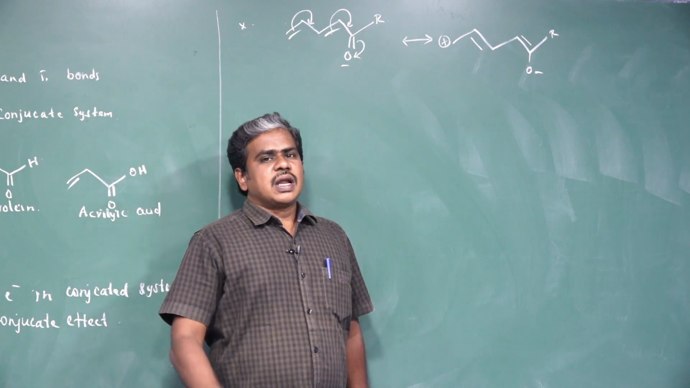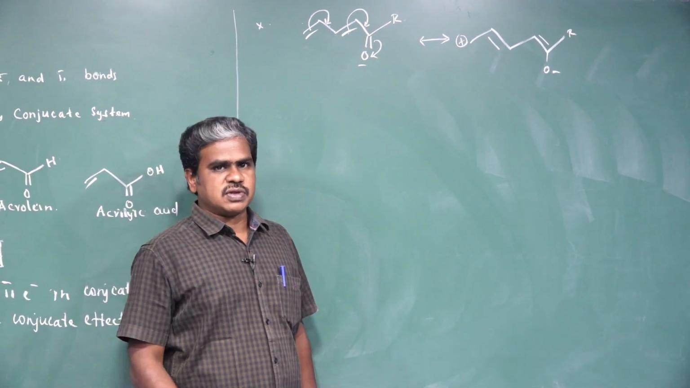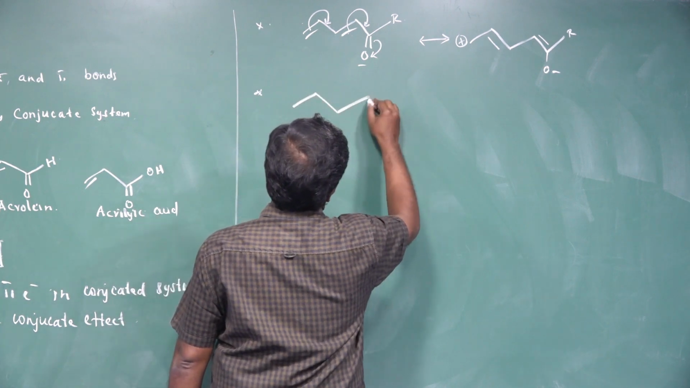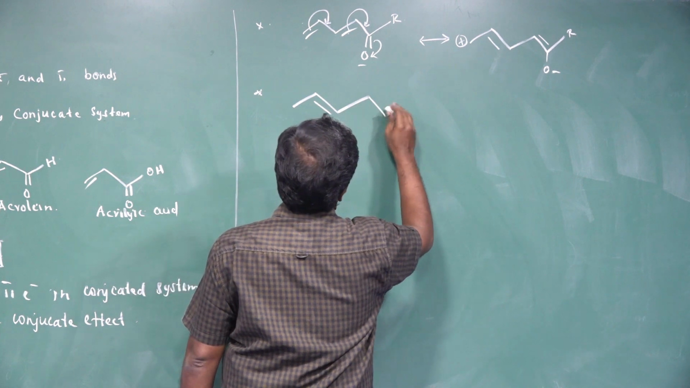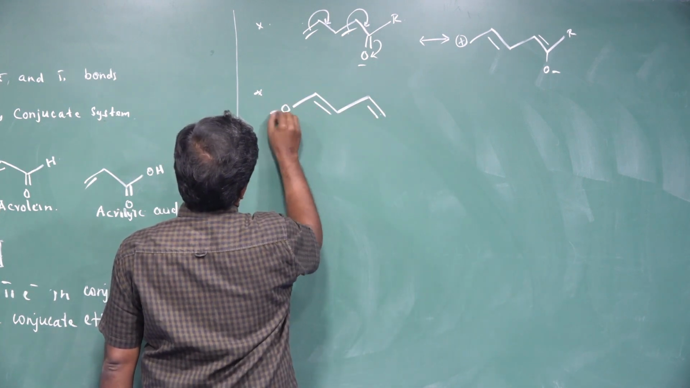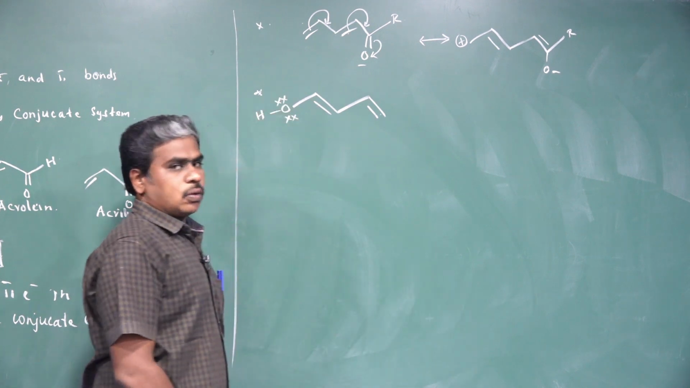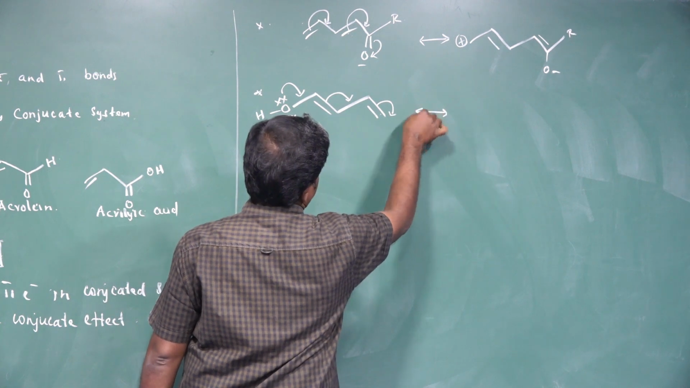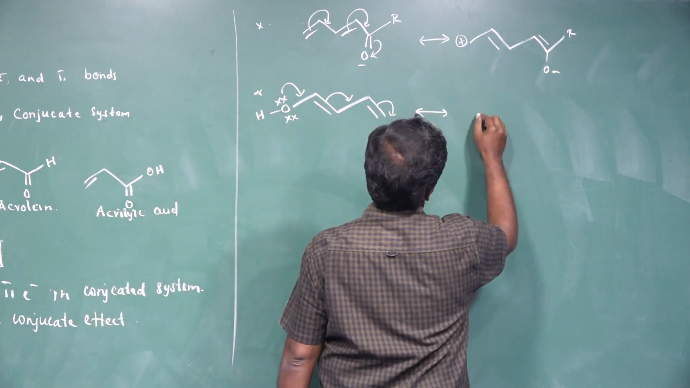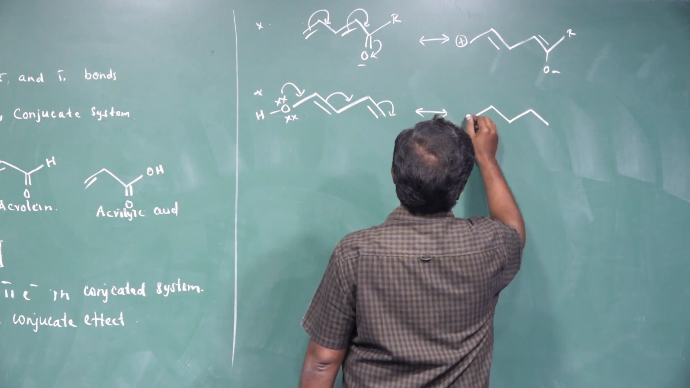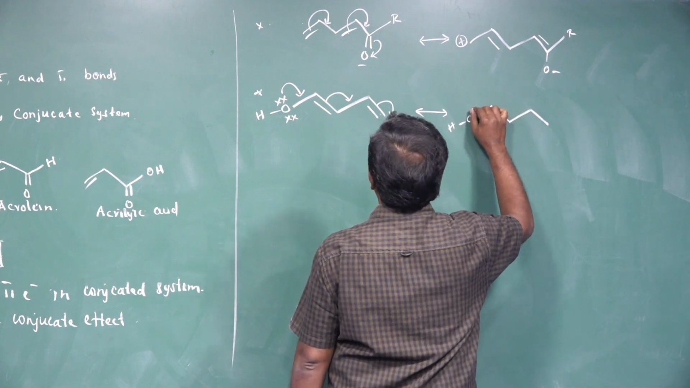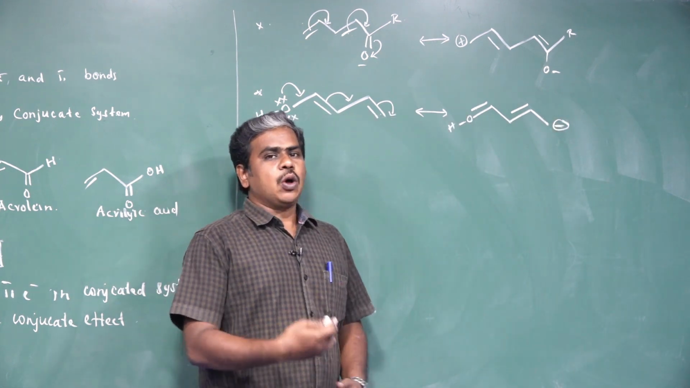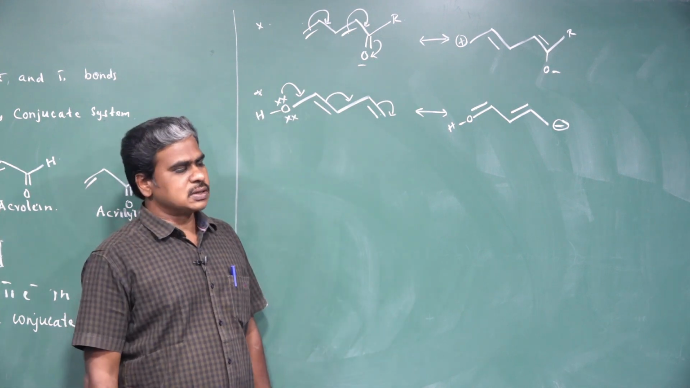So delocalization of pi electrons in a conjugated system is known as the mesomeric effect. One more example: here O is bonded with hydrogen. Now the delocalization moves here, the bond moves here and the other bond moves here. So we get the conjugated system with OH, the bonds, and here the negative charge. So delocalization of pi electrons is known as the mesomeric effect.